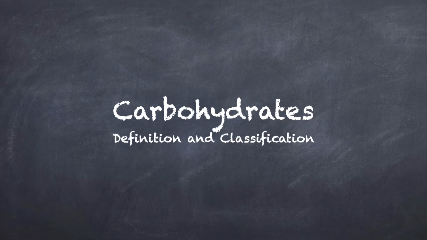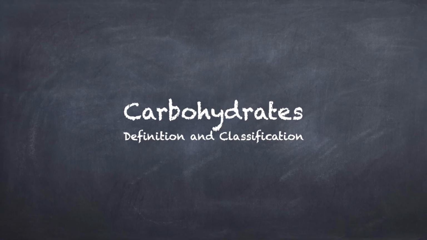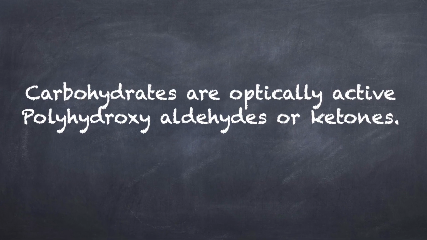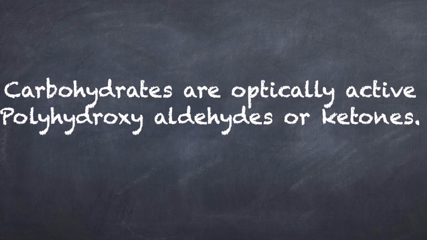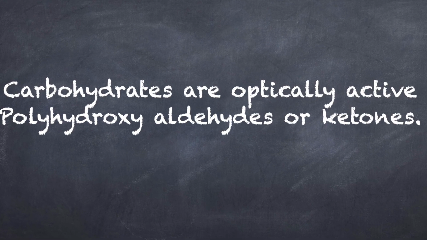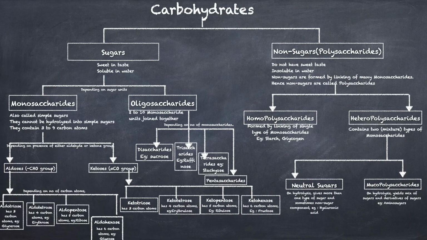Let's learn about carbohydrates, their definition, and how they're classified in this video. Carbohydrates are optically active polyhydroxyaldehydes or polyhydroxyketones. Next, coming to classification, carbohydrates are divided into two groups, sugars and non-sugars. Sugars are sweet in taste and they're soluble in water.